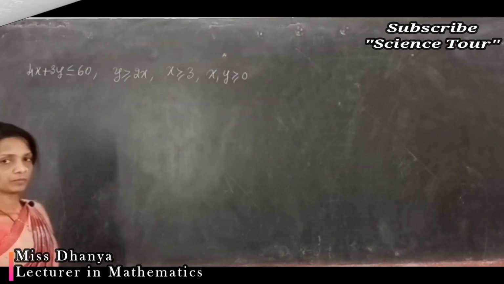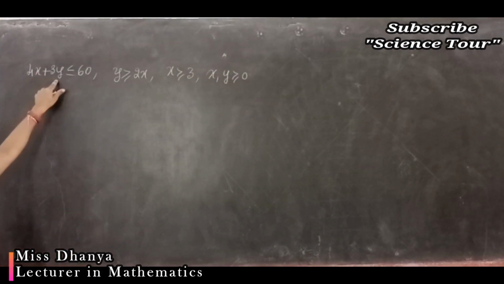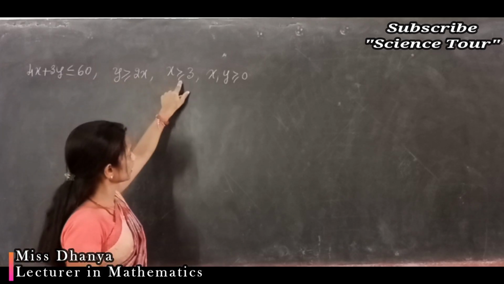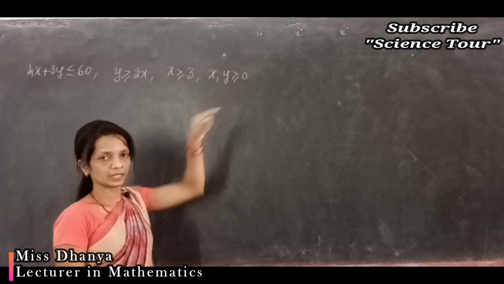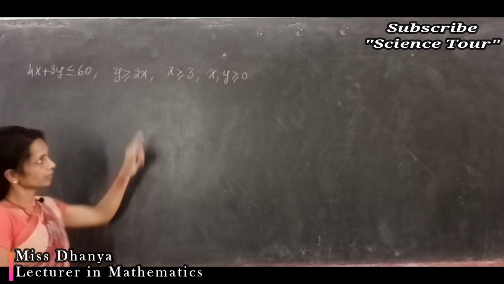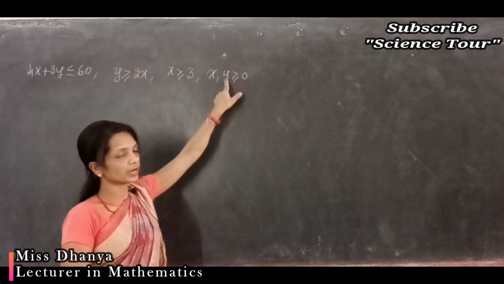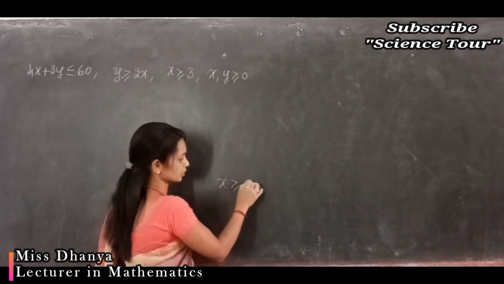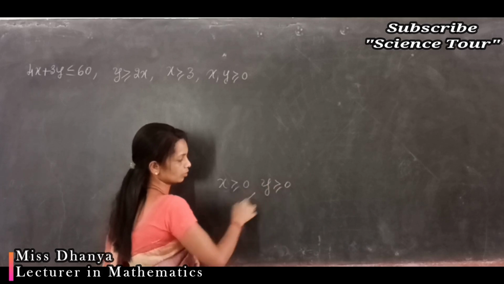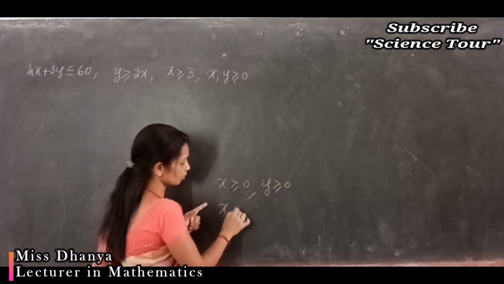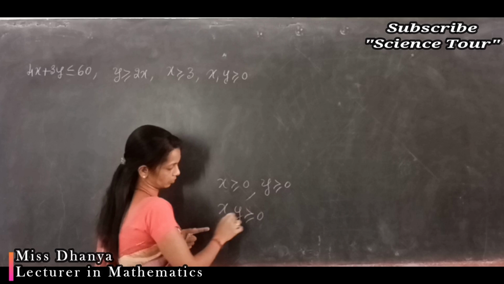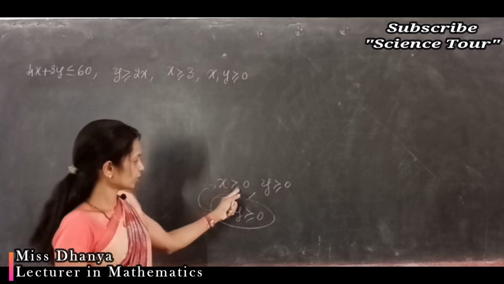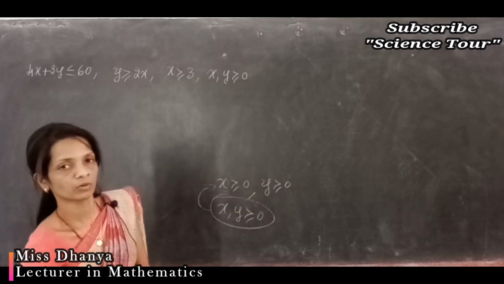Okay. Next problem is 4x plus 3y less than or equal to 60, y greater than or equal to 2x, x greater than or equal to 3, x comma y greater than or equal to 0. Here actually it is x greater than or equal to 0 and y greater than or equal to 0. They are written together as x comma y greater than or equal to 0. So if you are given it like this, you have to understand it as x greater than or equal to 0 and y greater than or equal to 0.